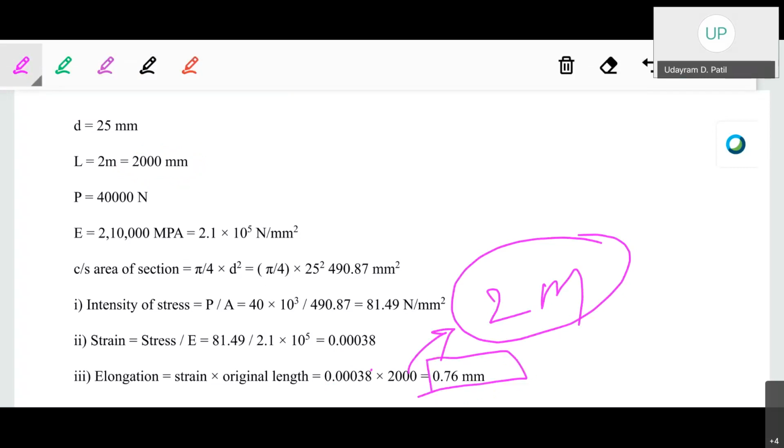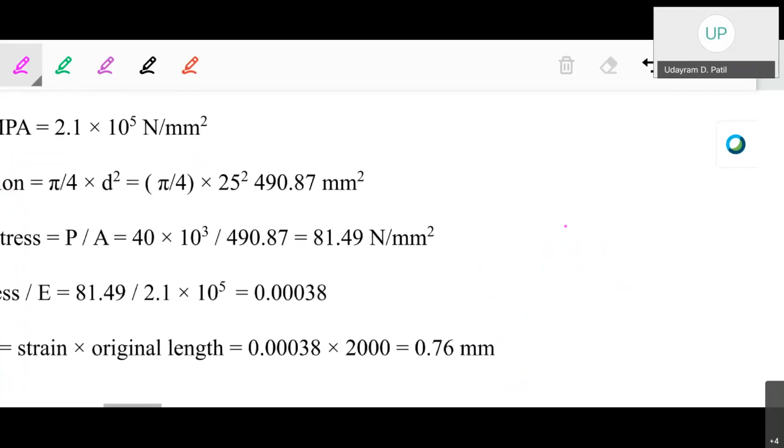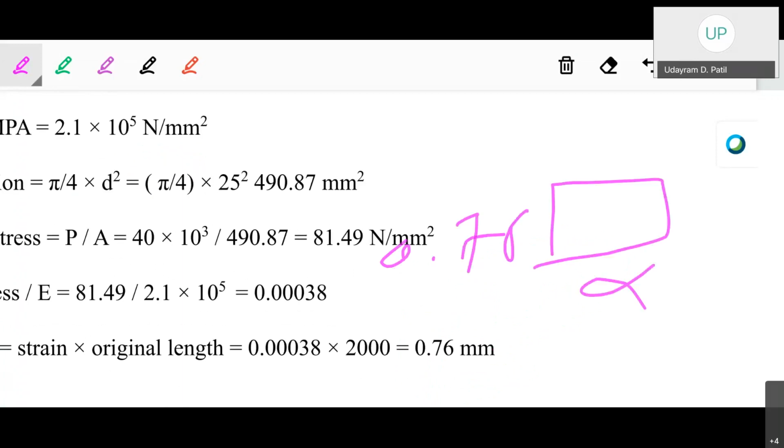Whenever you are putting that particular value, whatever unit you take, your calculation depends on it. Therefore this particular unit, that is 0.76 mm, is most important. If you only write 0.76 as the answer and do not write the unit, then it will be given 0 marks, because the unit is most important.